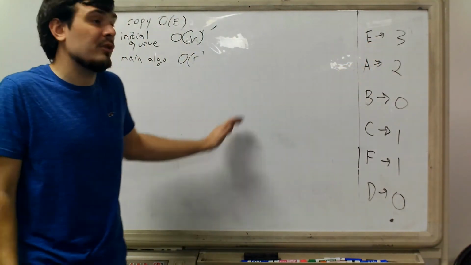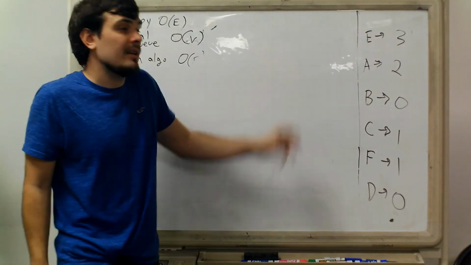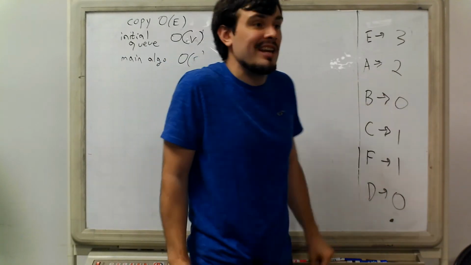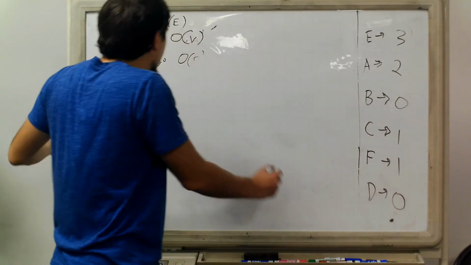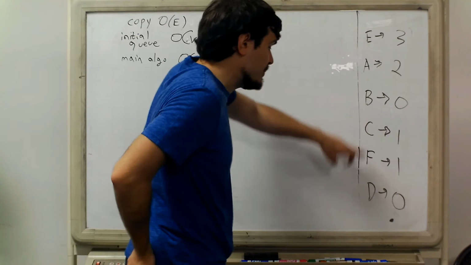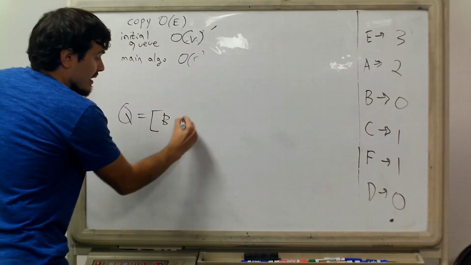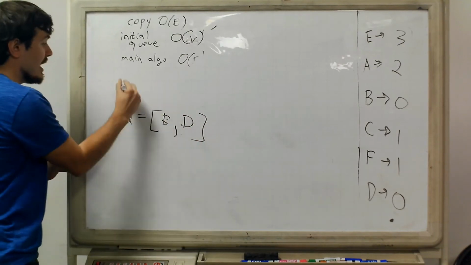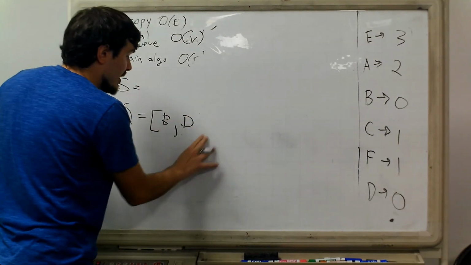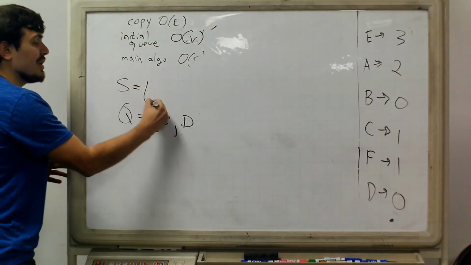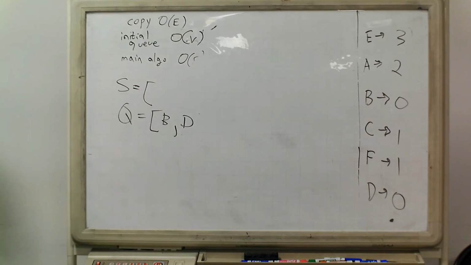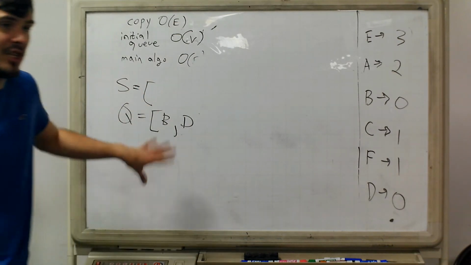I will still need the reverse graph. That part is important, because you still need to know which of these counts to decrement, right? And then first I will take B and D, and I will put them in my queue. And I'll have the sequence, and this is initially empty. So I'll initialize it in the same way.